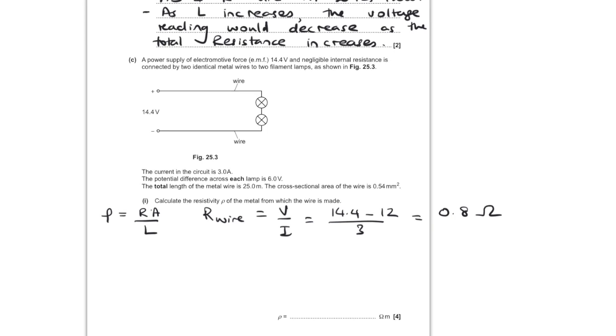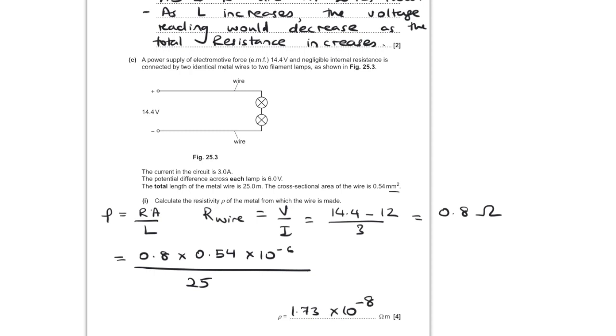So now everything is really, really simple. I'm just going to get this over here. So 0.8 times the cross-sectional area, which is in millimeters squared, so be careful about changing the units appropriately. So 10 to the power of minus 3, so minus 6, over 25 meters of the length, and that will give me a value of 1.73 times 10 to the power of minus 8 ohm meter.